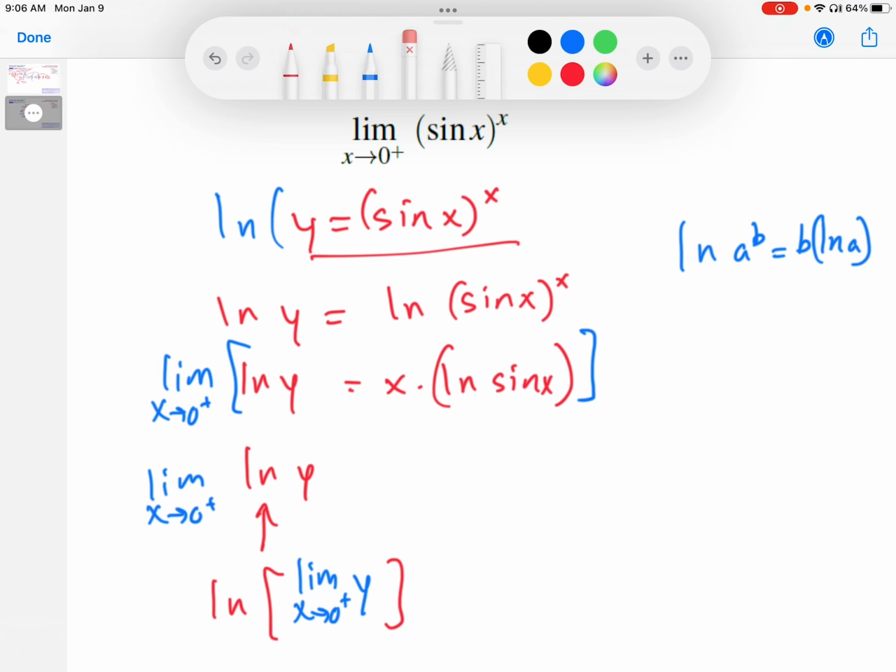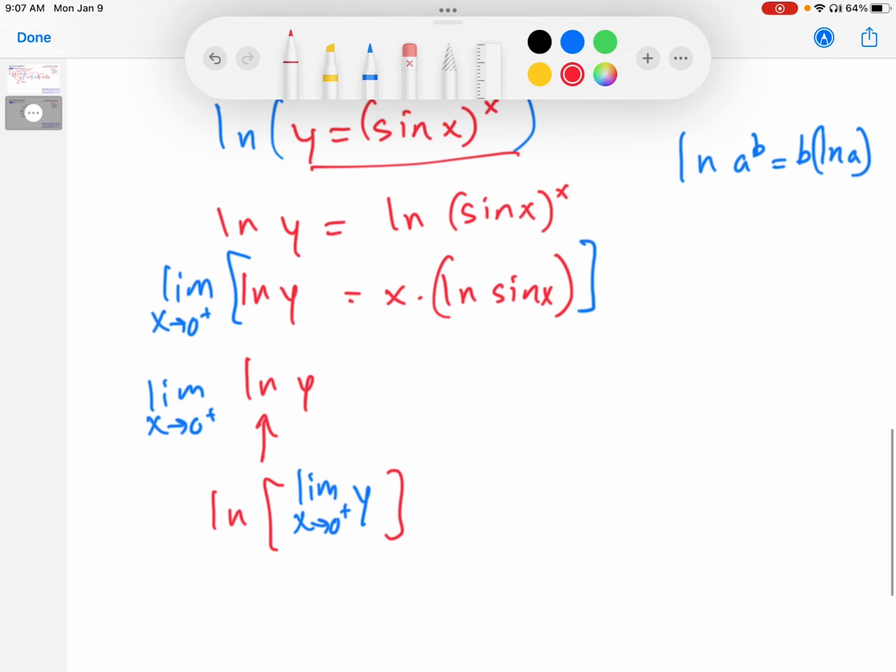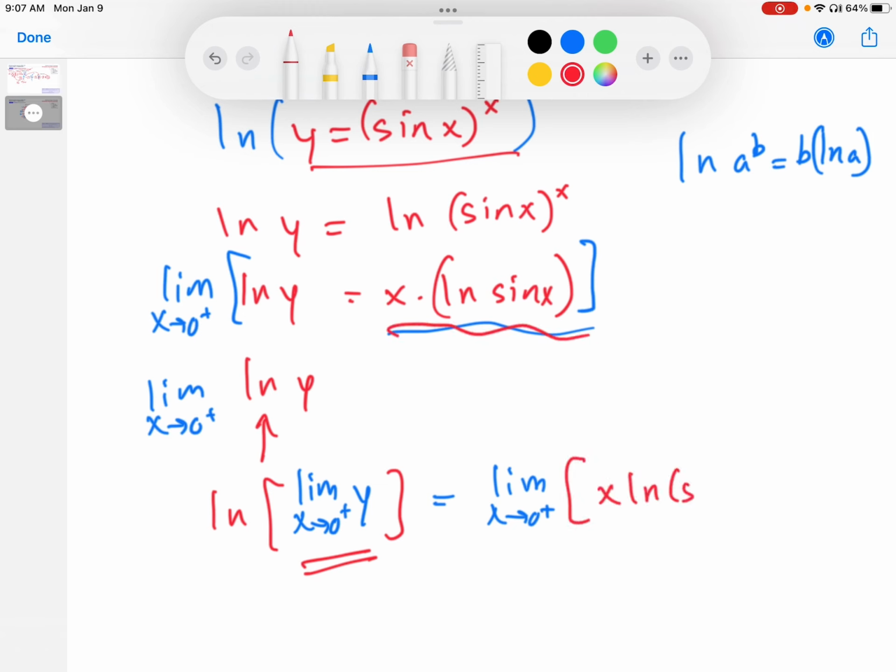So in fact, the original limit that we wrote down up here, we could write as the limit as x goes to 0 from the right of y. That's exactly what's in here. On the right-hand side, this would be the limit as x goes to 0 from the right of this function, x ln of sine x.